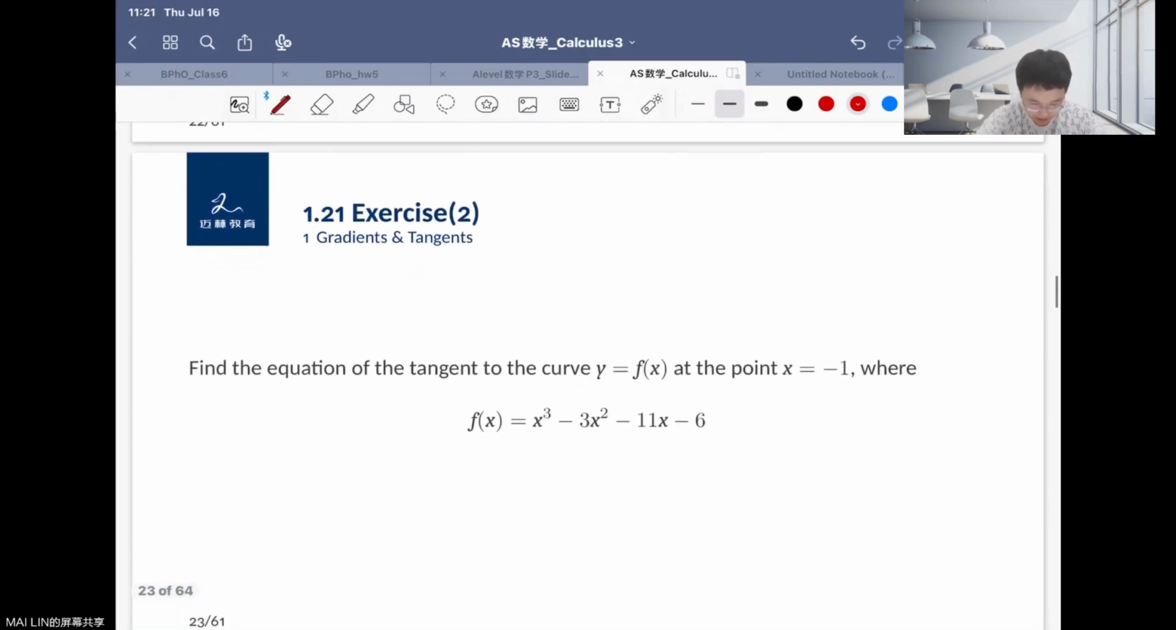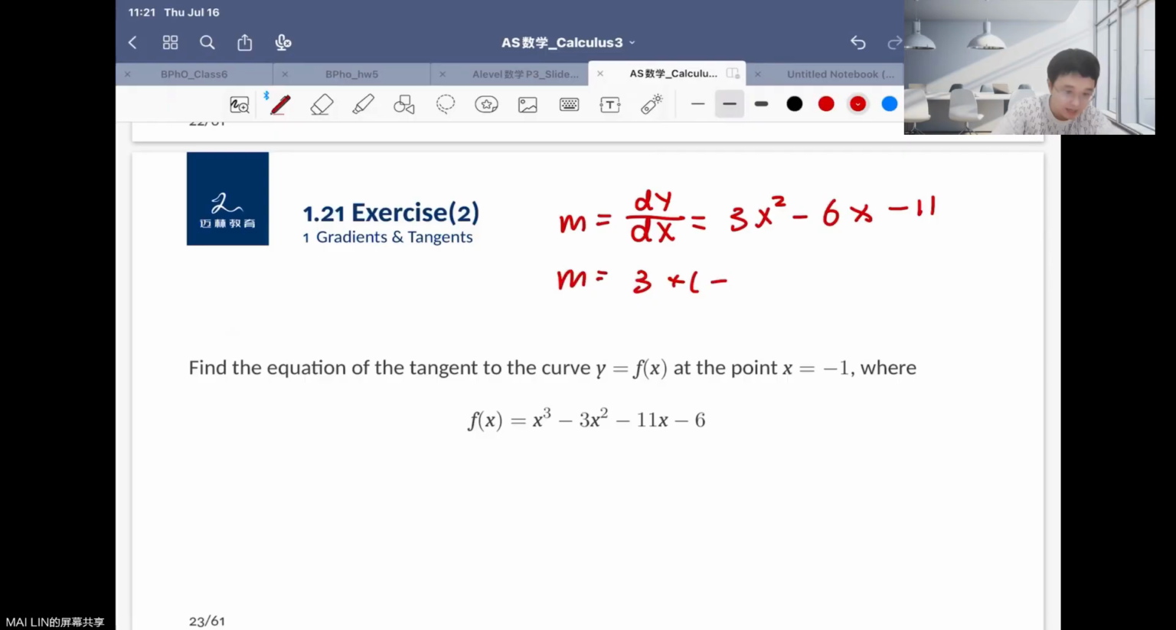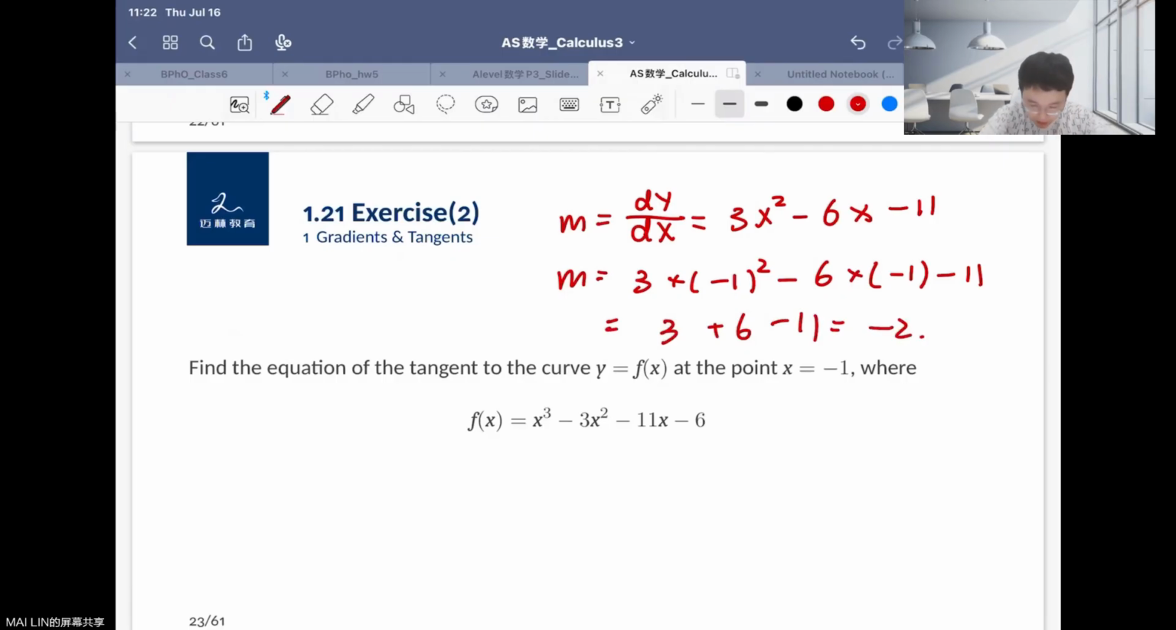And for another exercise, for this problem, you first calculate the differentiation m equals dy/dx. That can be calculated as 3x squared minus 6x minus 11. And then put x equals -1 into it. So gradient m is 3 times (-1) squared minus 6 times -1 minus 11. So 3 plus 6 minus 11 equals -2. So the gradient is -2.